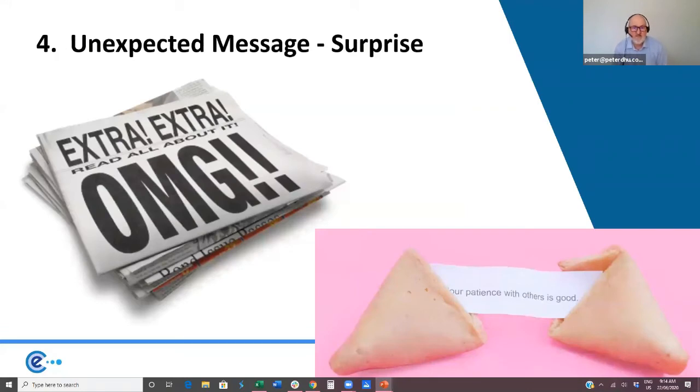An unexpected message helps your message be memorable. I've got the fortune cookie there, and oh my gosh, something that is unexpected. A surprise, something that we just wouldn't expect. And depending who the audience is, that can be something that's going to surprise them.